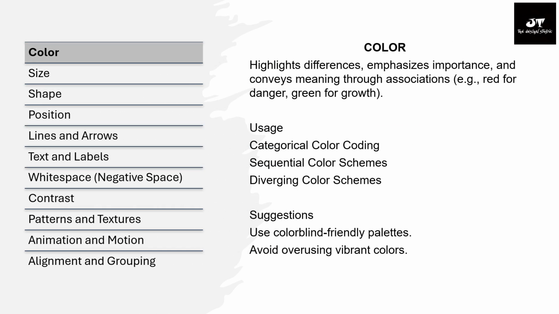The first cue is color. Color is a powerful tool for highlighting differences and emphasizing key elements in data visualization. It helps convey meaning through associations, such as red for danger and green for growth. Categorical color coding uses distinct colors for different categories, like blue for men and pink for women. Sequential color schemes use gradients to represent ordered data, such as temperature variations from cold to hot. Diverging color schemes are effective for showing deviations from a central point, like positive and negative financial performance.